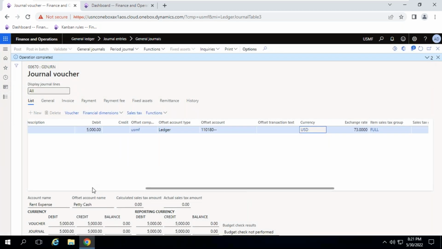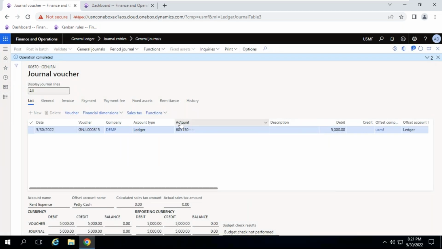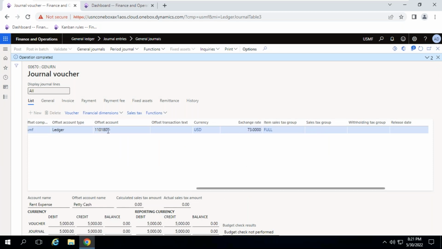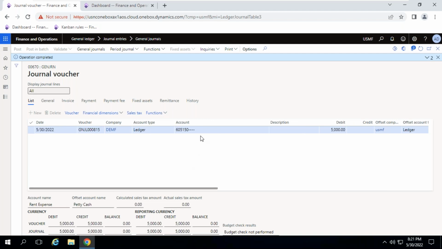Now, if you verify the voucher, it is 605150 and 110180. But it will not show this voucher, because this account belongs to the DMF company. This is in the USMF company, and this account belongs to the DMF company. So this will not show. Look at the voucher.